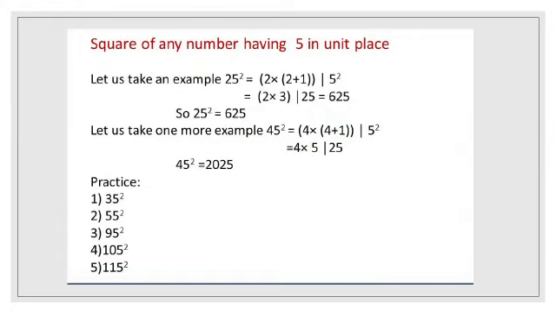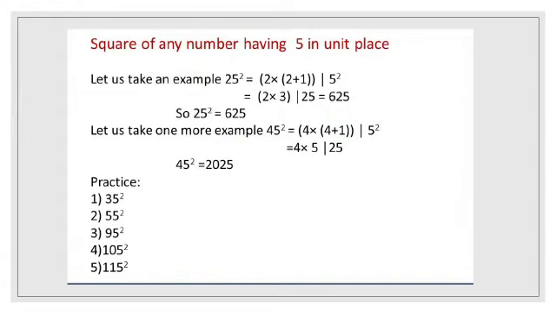The square of any number having 5 in the unit place, example 25 squared: take 2 into (2 plus 1), and again 5 squared. Here 2 into (2 plus 1) is how much? 2 into 3 equals 6. So we can write down 625. It is a shortcut method to find out a square.